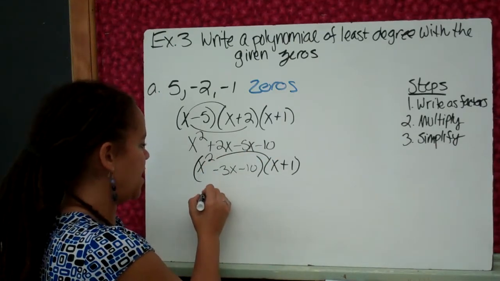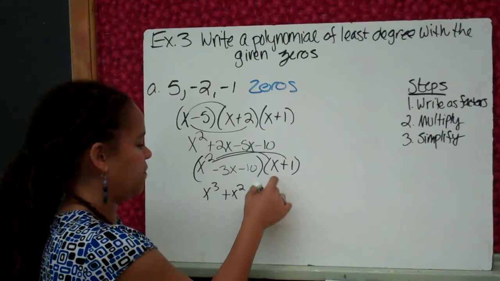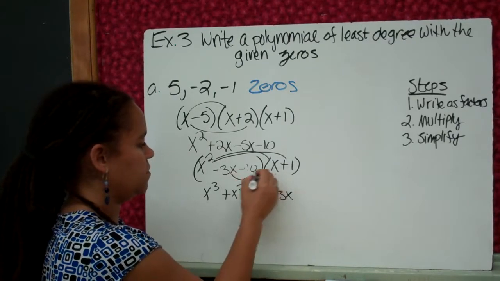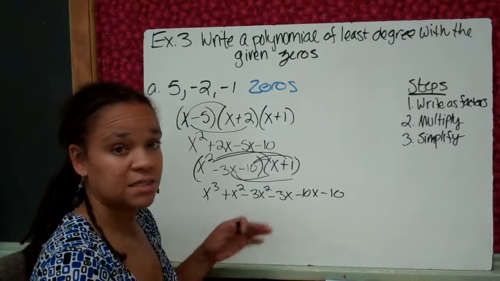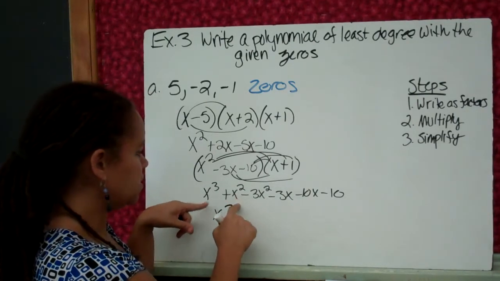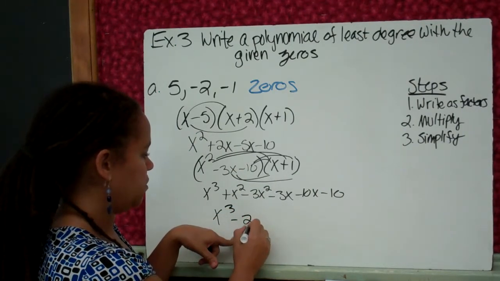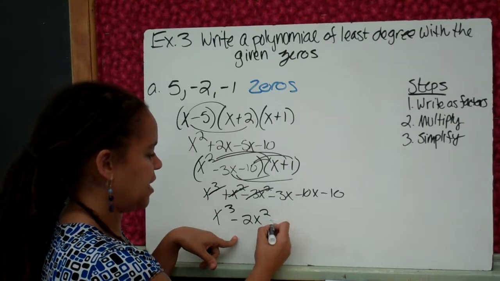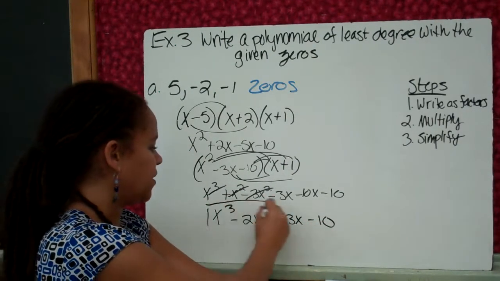So x squared times x is x cubed, x squared times 1, plus x squared. Same thing for each of these. So minus 3x squared, minus 3x, and then minus 10x, minus 10. Let's put together our like terms and simplify. Cubed, we only have 1 x cubed. Squared, I have x squared minus 3x squared, so I'm going to have minus 2x squared. Those are gone. Negative 3x minus 10x is minus 13x, minus 10. So this will be our final answer.